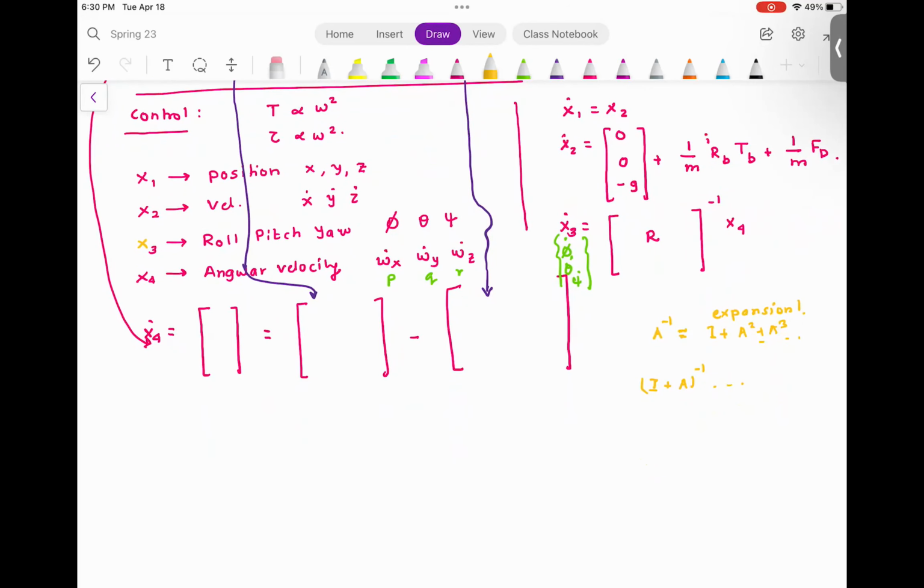Any other question? So the next thing is how do you control? And this is very important. So first I'm going to talk about the easier control, which is proportional derivative control.